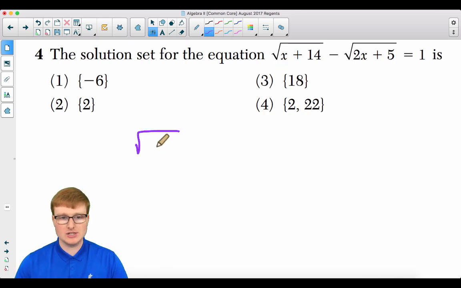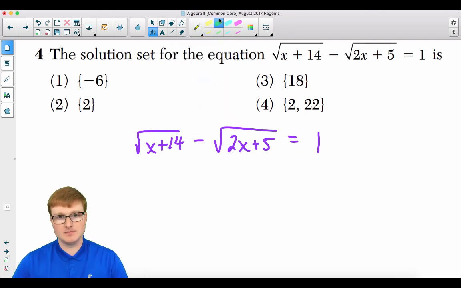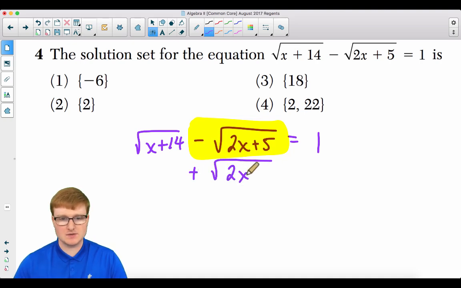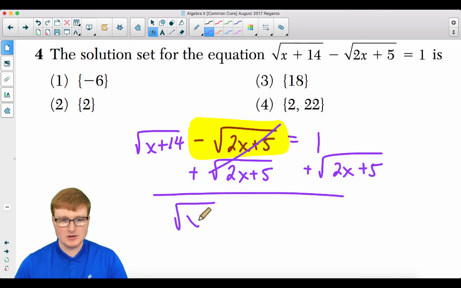So what I'm going to do is, first, I'm actually going to rewrite this, make a little bit more room for myself. What I'm going to do first is move this radical over to the right-hand side of the equals. I don't want that negative. I like to work with positive numbers. So I'm going to add the square root of 2x plus 5 on both sides. Those cancel. We get the square root of x plus 14 equals 1 plus the square root of 2x plus 5.